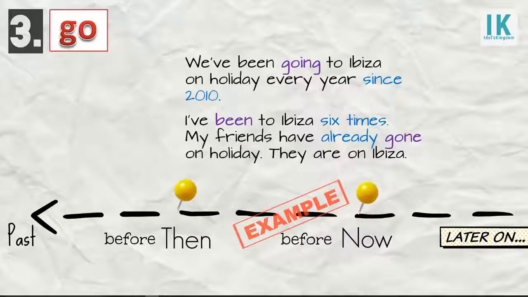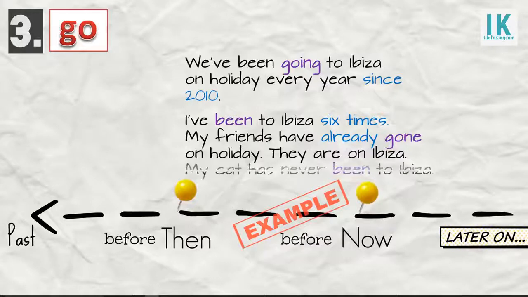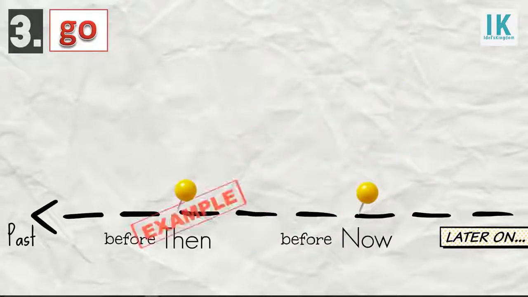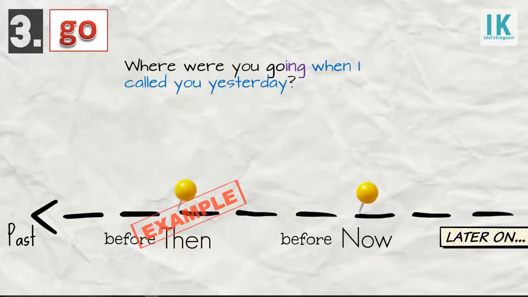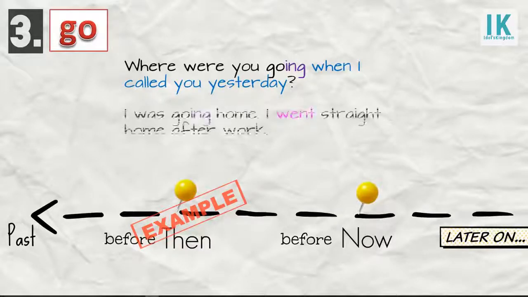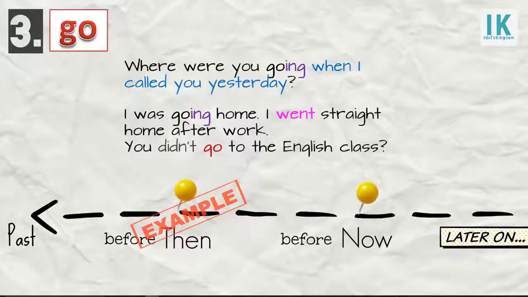My friends have already gone on holiday. They are on Ibiza. My cat has never been to Ibiza. Where were you going when I called you yesterday? I was going home. I went straight home after work.